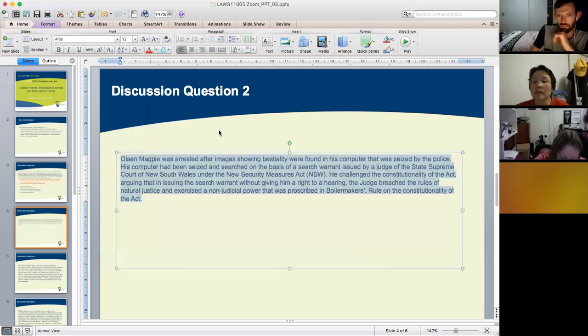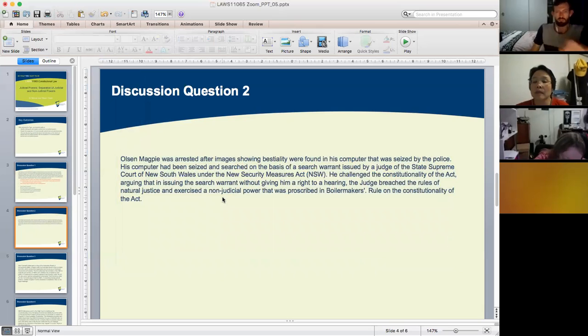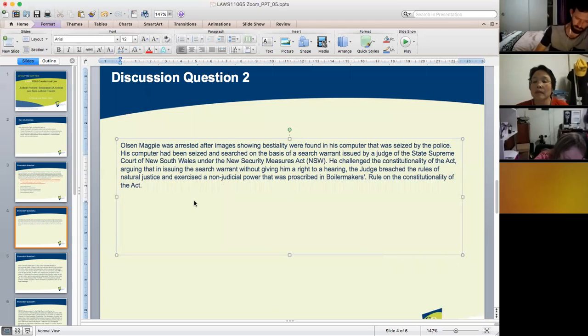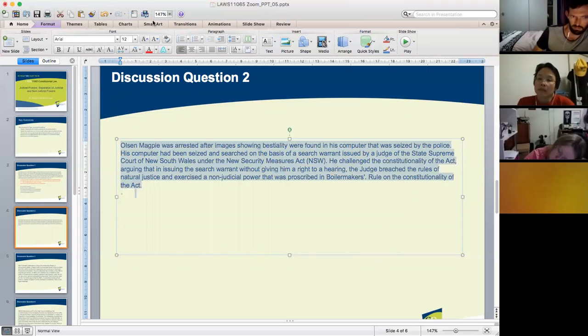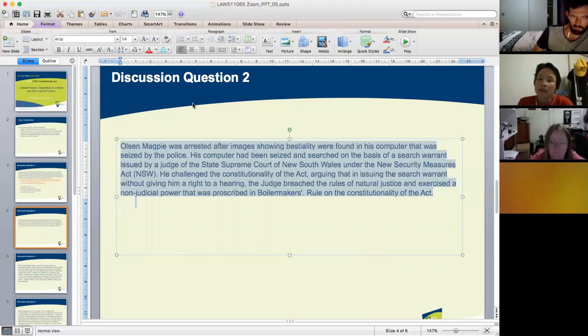Okay, can I have a volunteer? Let's begin by identifying the legal issue or the legal issues. What are the legal issues here? Before we start answering the question, before we come up with a conclusion, the most important thing as a basic is correctly identify the legal issues or all the legal issues. So what are the legal issues here? Okay, volunteers.